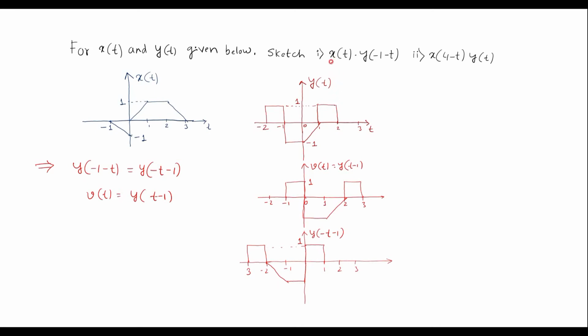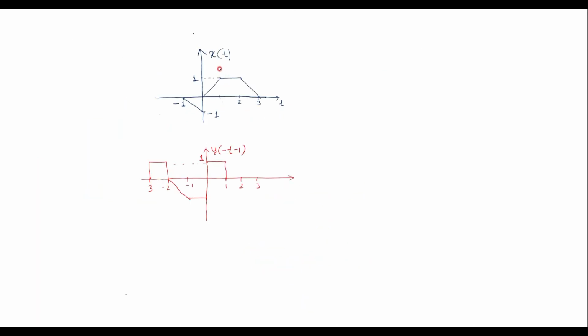Perform the first operation, that is x of t y of minus 1 minus t. That is, now we are supposed to multiply this x of t signal with y of minus t minus 1. So this is given x of t signal. This is obtained y of minus t minus 1 signal. Now we are supposed to multiply x of t with y of minus t minus 1.